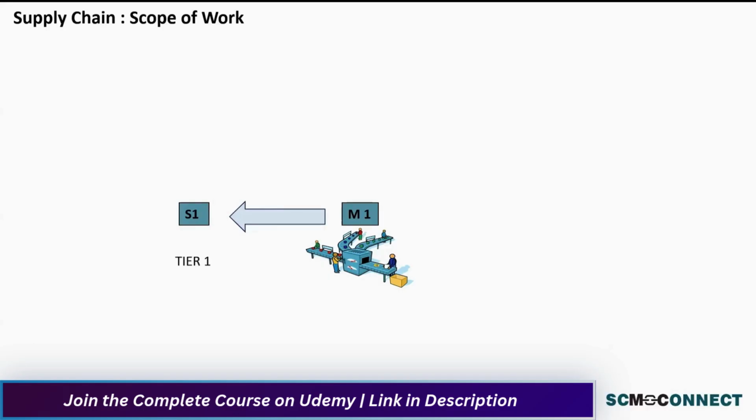Scope of supply chain. So let's say there is a manufacturer M1. On your left hand side, you will have your suppliers. For manufacturing you need raw materials. So you will have a tier 1 supplier, and you would also have a tier 2 supplier. Right? There could be multiple tier 1 suppliers, and tier 1 suppliers would have multiple tier 2 suppliers.